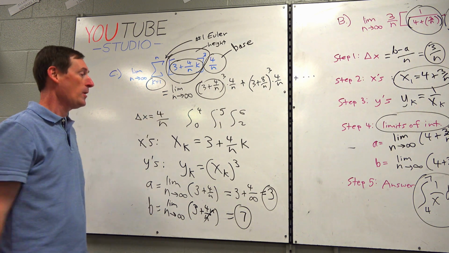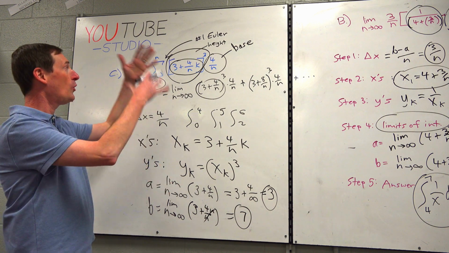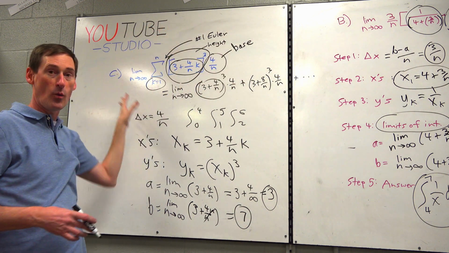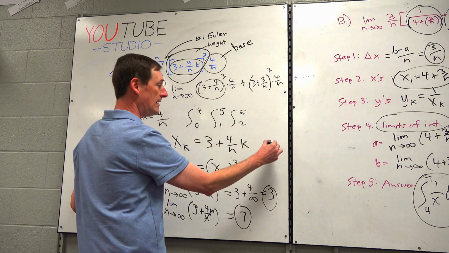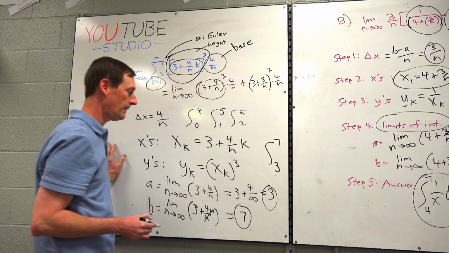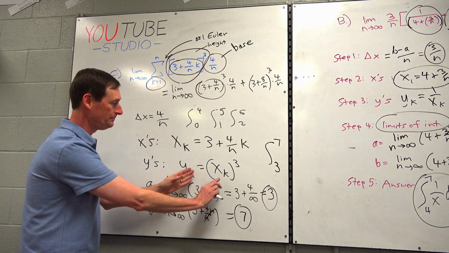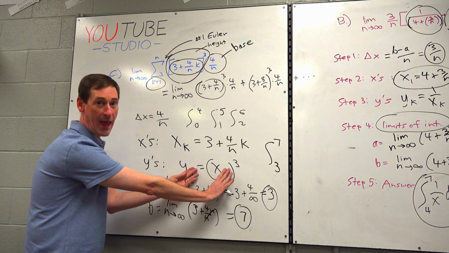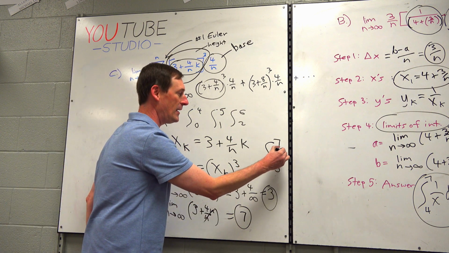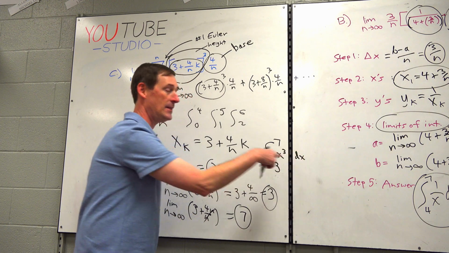Final answer. What was I integrating this whole time? What is this, the fancy way of Riemann writing? It's the integral from 3 to 7, the limits of integration. Hide your k's. It's y equals x cubed. That's the function. You must be integrating x cubed dx.